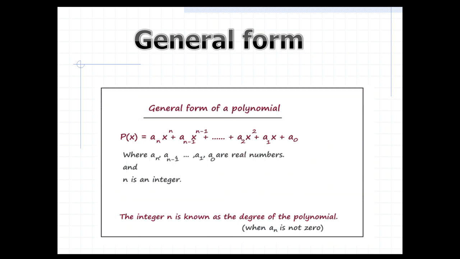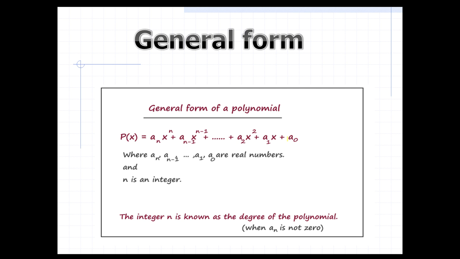General form of a polynomial. In general, a polynomial in one variable x can be written as p of x equals a_n x to the power n plus a_(n-1) x to the power n minus 1 plus and so on till a_2 x squared plus a_1 x plus a_0.